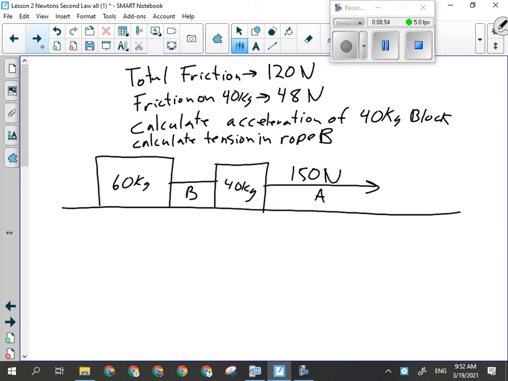I want to see how much you remember from the blocks the other day. The total friction on the system is 120 newtons. The friction acting on the 40 kilogram mass is 48 newtons. So 48 of that 120 is on the 40 kilogram mass, and whatever's left is on the other one. Calculate the acceleration of the 40 kilogram block and the tension in cable B.